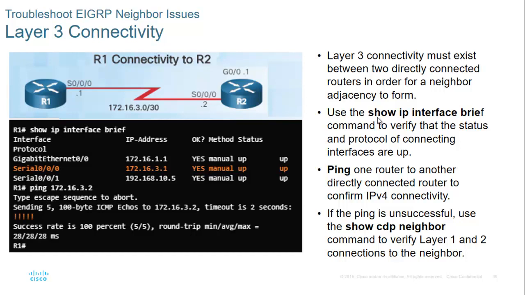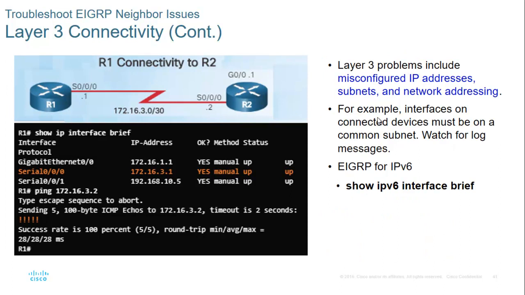If ping is unsuccessful, use the show CDP neighbor command to verify layer 1 and 2 connections to the neighbor. Layer 2 problems include misconfigured IP addresses, misconfigured subnets, and misconfigured network addressing. This is where your subnetting skills come in. You have to be able to understand how subnetting is done and be able to troubleshoot and identify when subnetting is the problem.